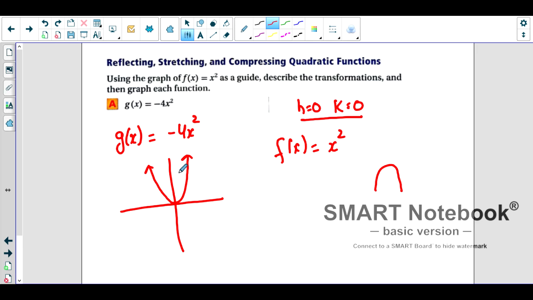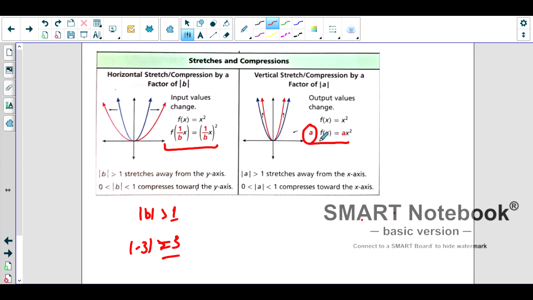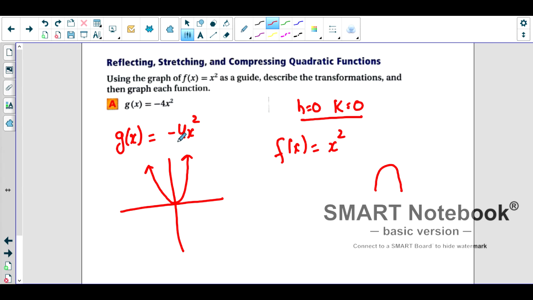we have a negative 4. So the output is multiplied by a number, which is 4. If you see this part which we learned here, we are multiplying the output with a number. So based on this a, what will our graph do? It will stretch away from the x-axis because it is greater than 1. It is 4, so the graph will stretch away. How much will it stretch away? 4 times it will stretch.